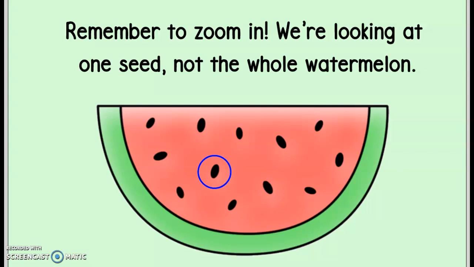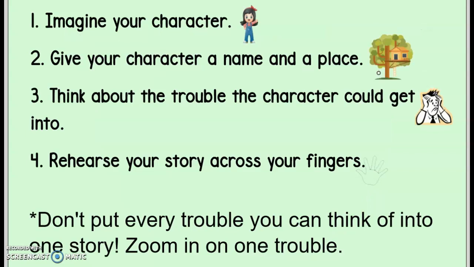Let's see. We need to remember the steps of how to get started. So one, what we're going to do is imagine our character. My character was Gretchen. I gave her a name and a place. She has her tree fort. The third thing we do is we think about the trouble the character could get into. Well, for Gretchen, she's going to find a hurt bird. And fourth, I'm going to rehearse my story across my fingers.